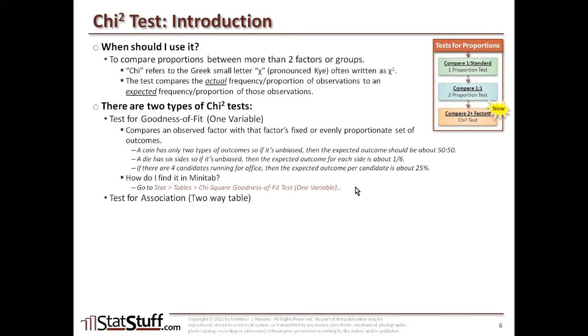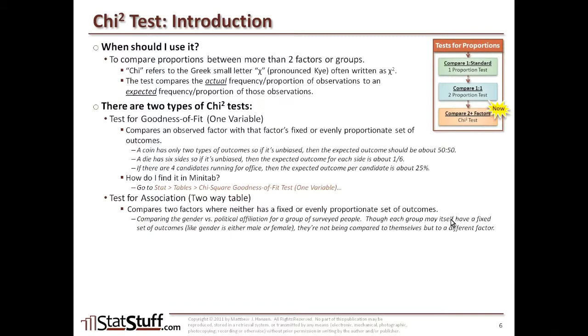It's a 2-way table, again, when you have more than just the one variable, but you have at least 2 different variables that don't have a fixed or evenly proportionate set of outcomes in the same way as these prior examples. So an example would be comparing gender versus political affiliation for a group of surveyed people. Each of those groups, like for gender, you have an expected outcome, either male or female. However, when you compare them to a different group, like political affiliation, then it could be very different.